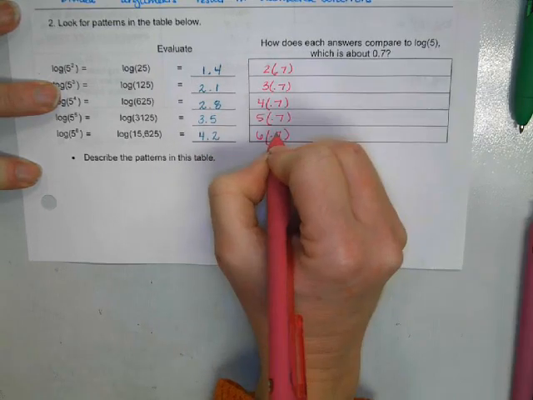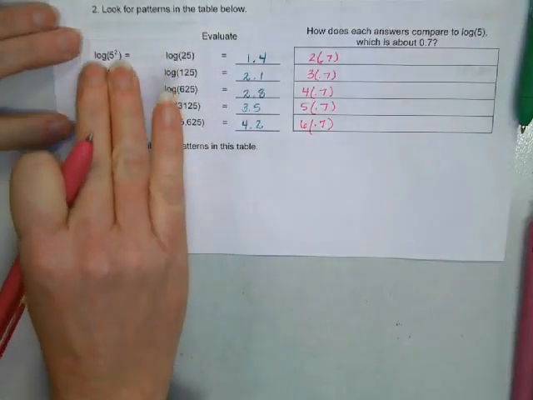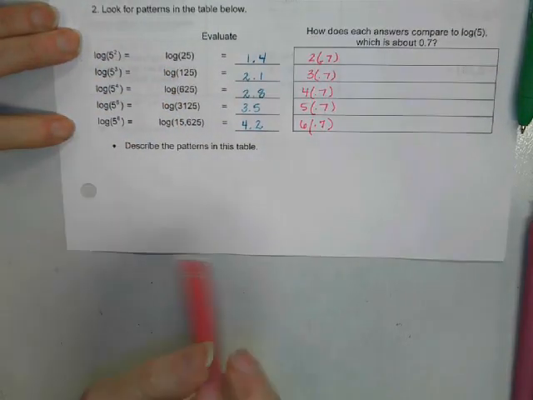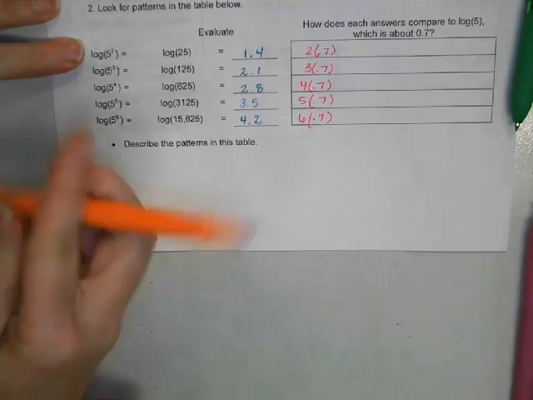Now, look at the pattern. Compare the last column to the very first column. That's the same as the square. Or the exponent. It's the same as the exponent, right?